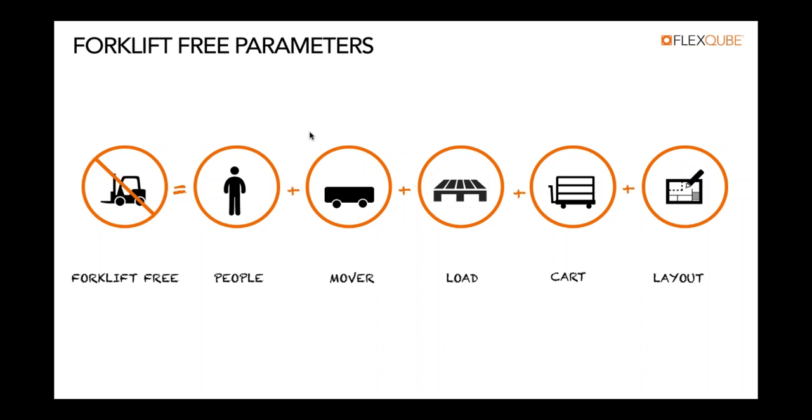That's where FlexQube comes into the picture. But as we will see later, the cart is really the key enabler for going forklift free, and it integrates with a lot of different parameters here. And finally, we also have the layout, and that is really crucial because you can buy a lot of nice equipment, but if you don't have a layout that is adapted for forklift-free production, you will not reach the results that you want to have.